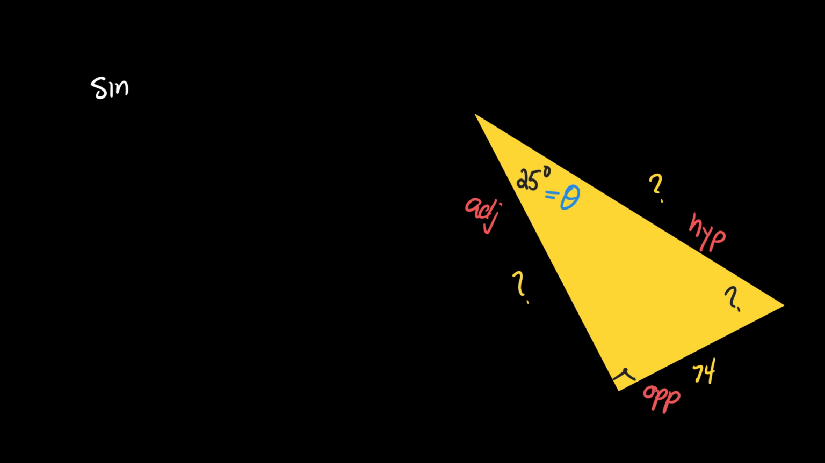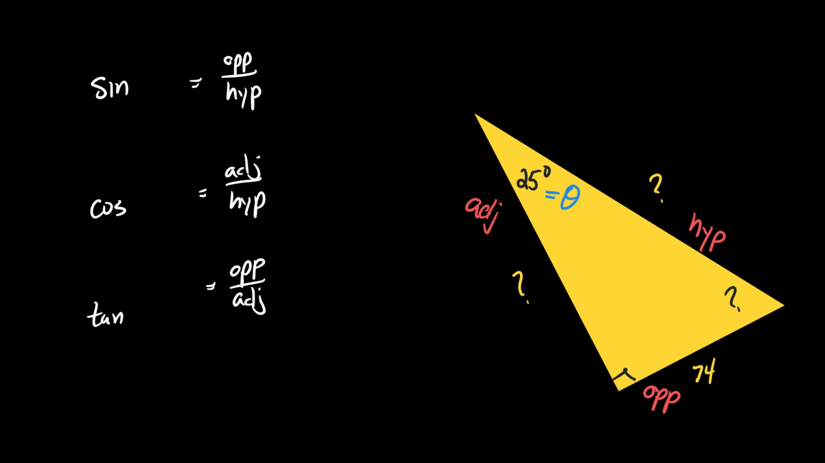Sine, opposite over hypotenuse, cosine, adjacent over hypotenuse, tangent, opposite over adjacent. I've written them out. I've left some spaces, but I've written them out.